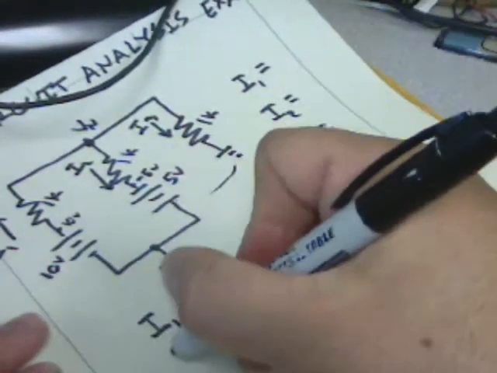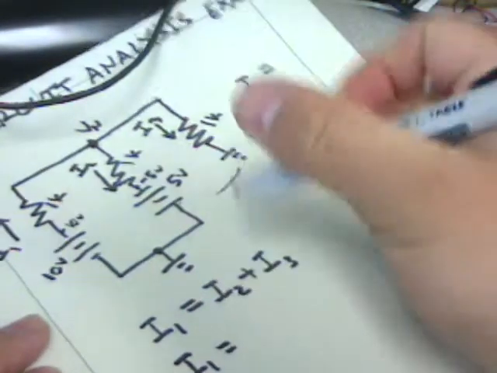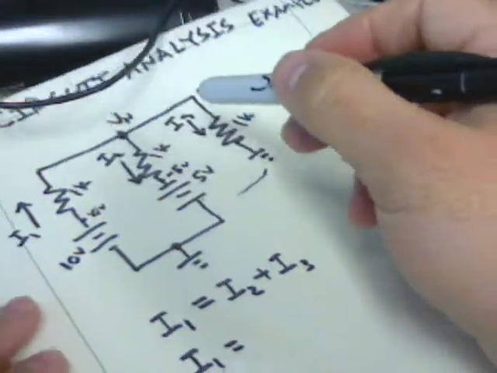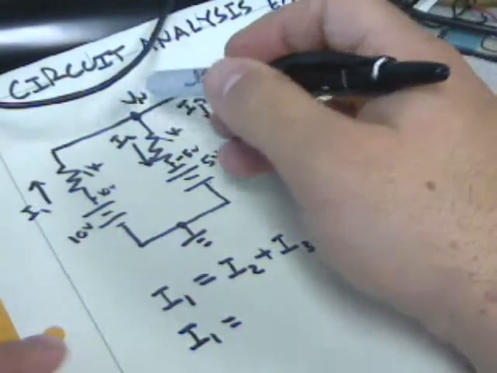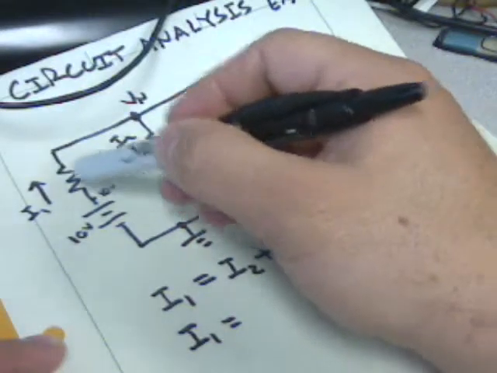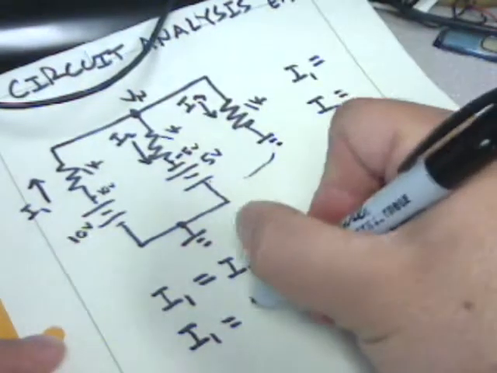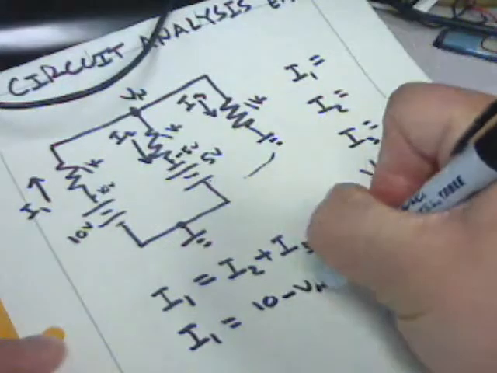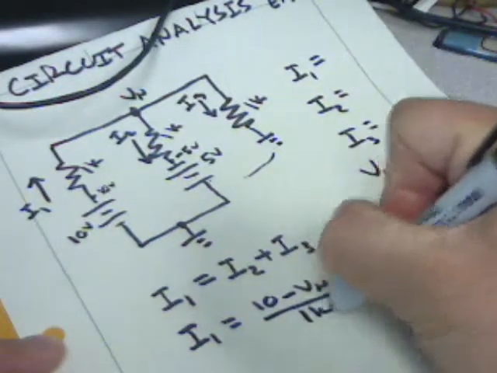The second equation, we can solve for I1. We can say that we know what I1 is going to be because it is going to be 10 going this direction, 10 minus Vn, and that's over 1k.